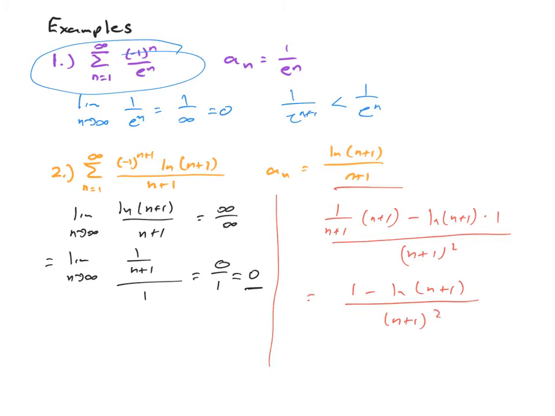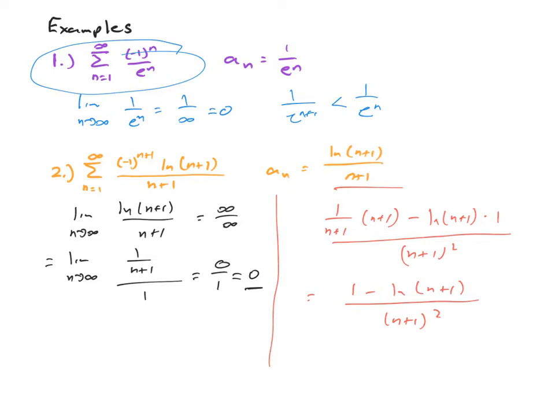Now we have to show that this is going to be negative for n greater than or equal to 1. So in this case, the issue is going to come in. The denominator is always going to be positive, so that's not an issue. The issue is the numerator. And so when n equals 1, I'm going to get the natural log of 2. The natural log of 2 is a value that is bigger than 1. So therefore, I know the numerator is going to be negative.